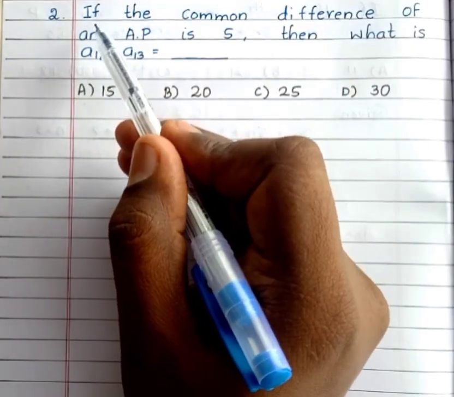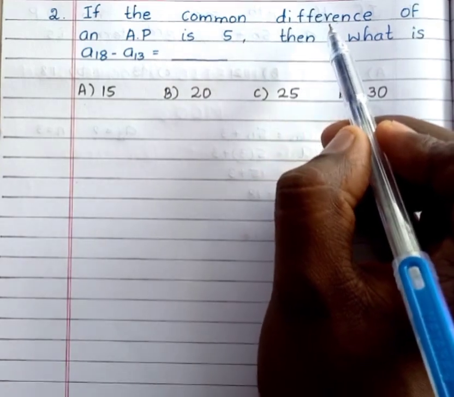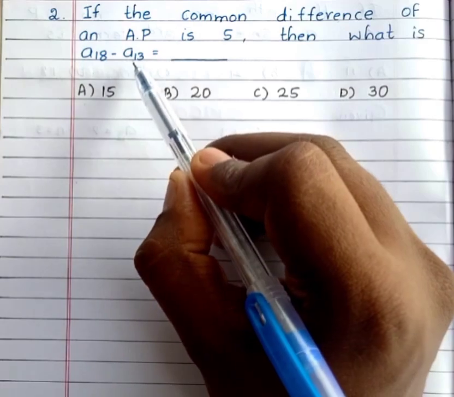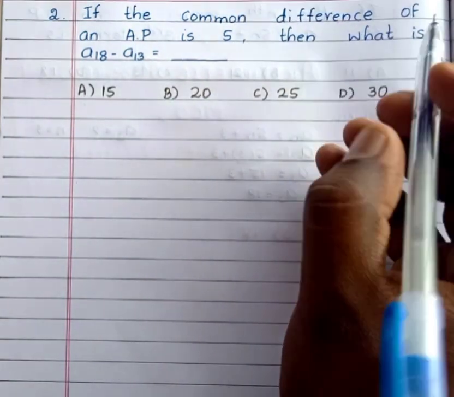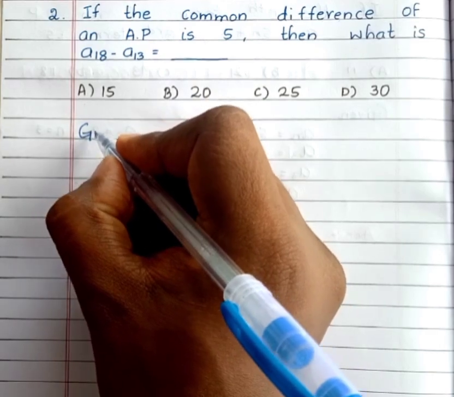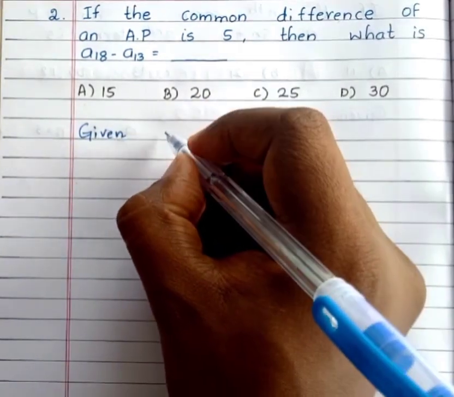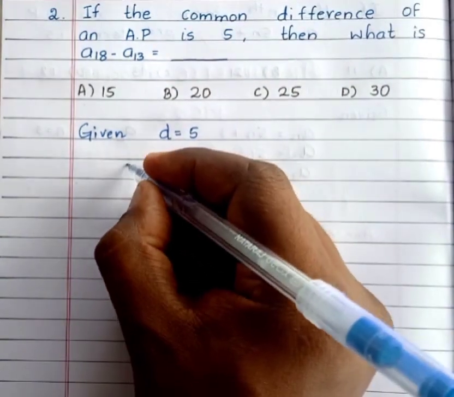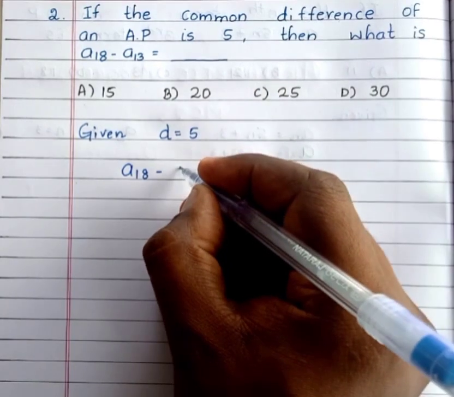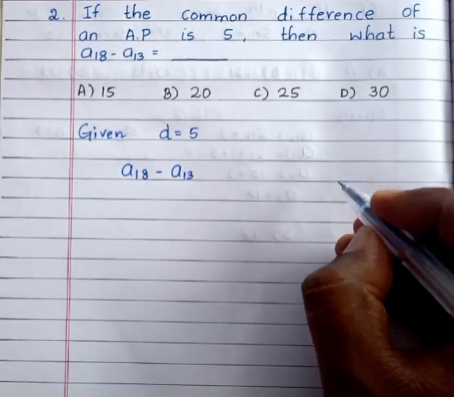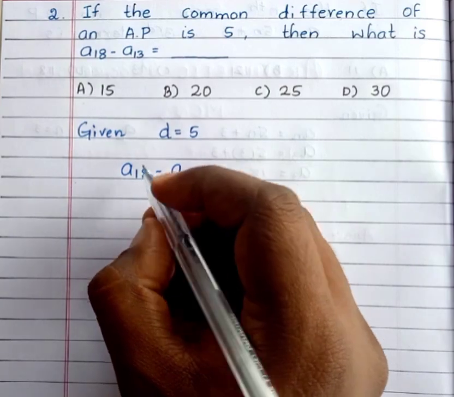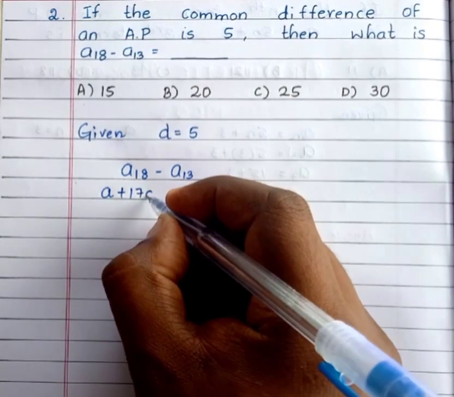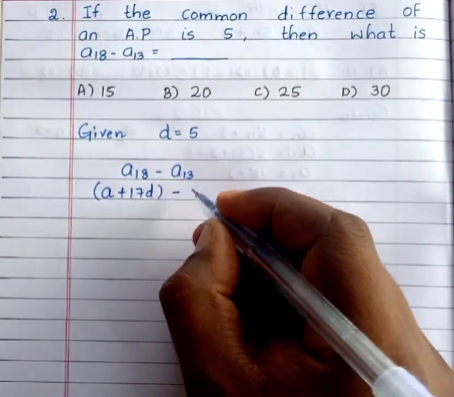Question number 2. If the common difference of an AP is 5, then what is A18 minus A13? Given common difference D equals 5. The first step is always write down the given data. Given D equals 5. What we need to find is A18 minus A13. What is A18? A18 equals A plus 17D.